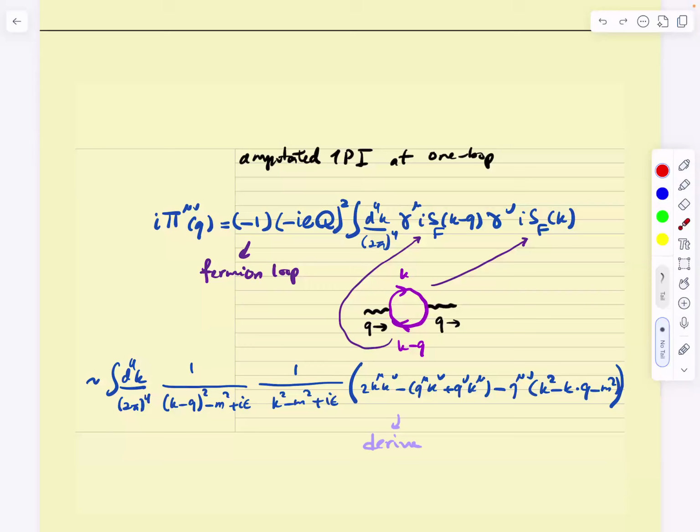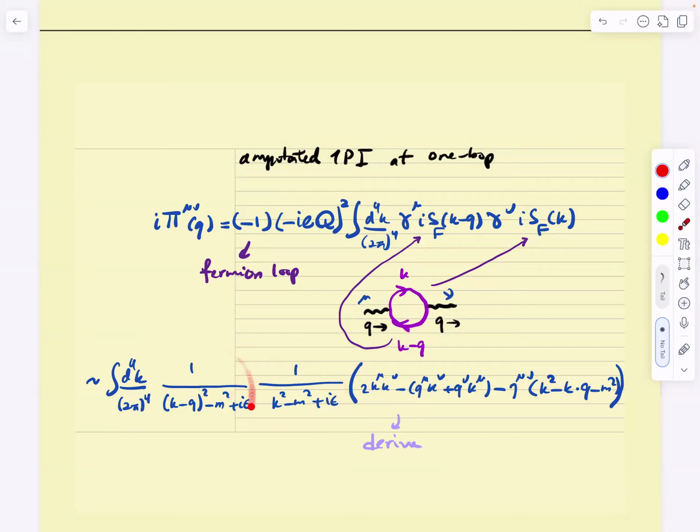Now, what is this? This is iS_F(k-q), this propagator, gamma nu, iS_F(k). This is what we should have as Pi mu nu, because this is mu and this is nu. And we're going to calculate this. Now, what was S_F? I erased it. S_F is (k slash plus m) over (k squared minus m squared).